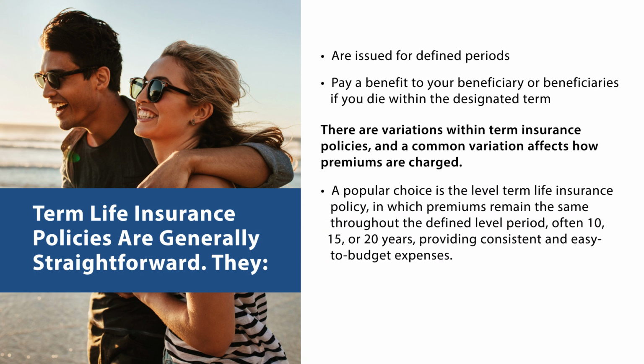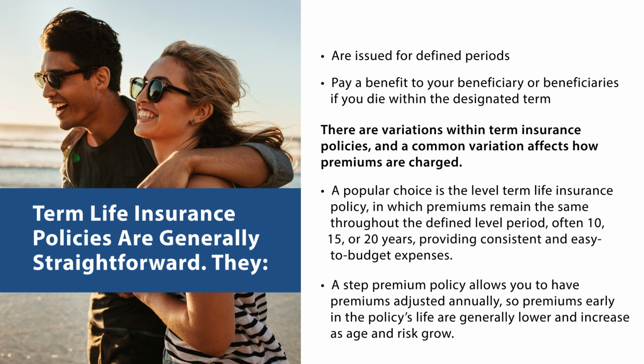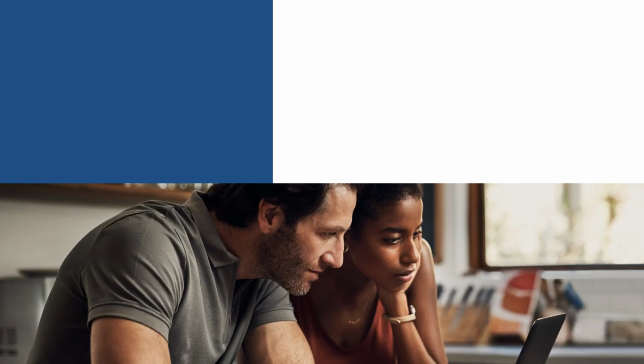A popular choice is the level term life insurance policy, in which premiums remain the same throughout the defined level period, often 10, 15, or 20 years, providing consistent and easy-to-budget expenses. A step premium policy allows you to have premiums adjusted annually, so premiums early in the policy's life are generally lower and increase as age and risk grow.